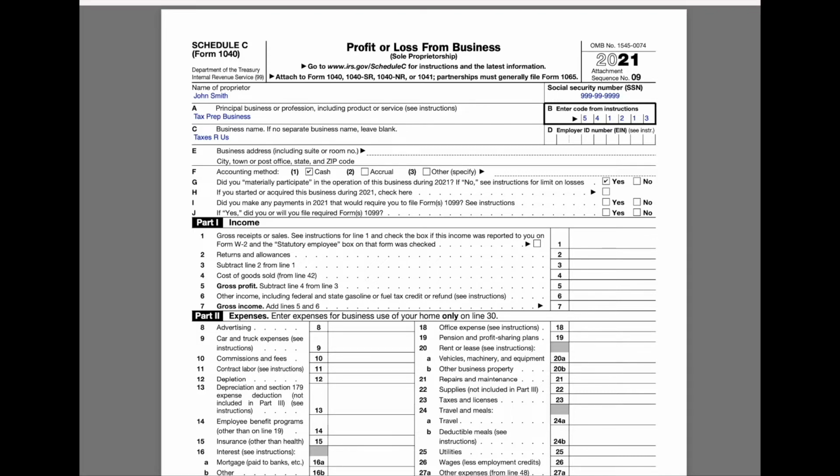Now, what does material participation actually mean? The IRS has 7 tests to confirm material participation. If you meet one of them, then you're good. You can go ahead and check the box yes. Now, obviously, if business is your sole source of income, you'd likely meet the threshold. This question is geared more towards weekend warriors or those who have a side hustle.